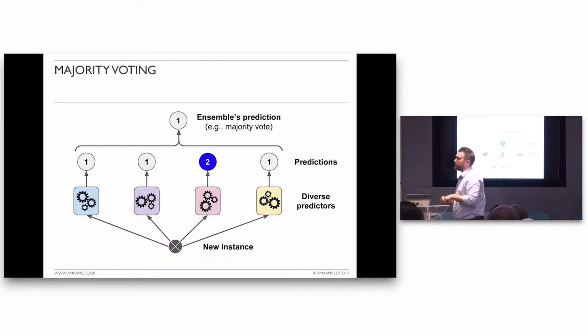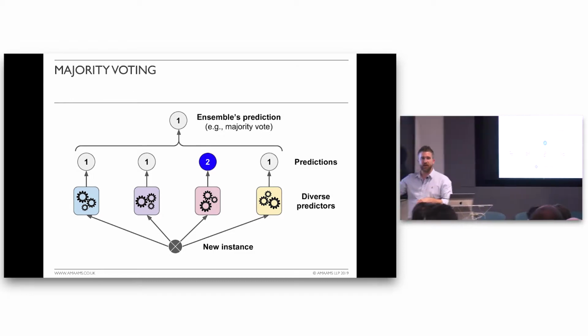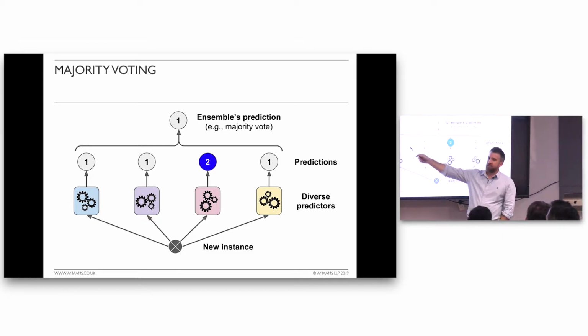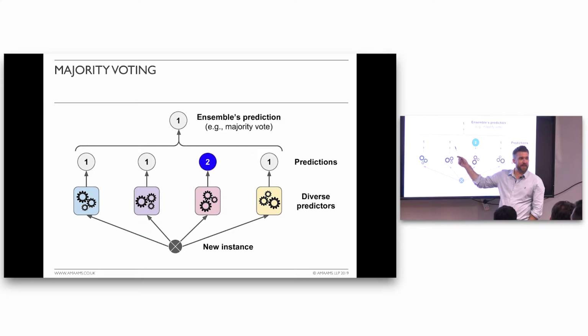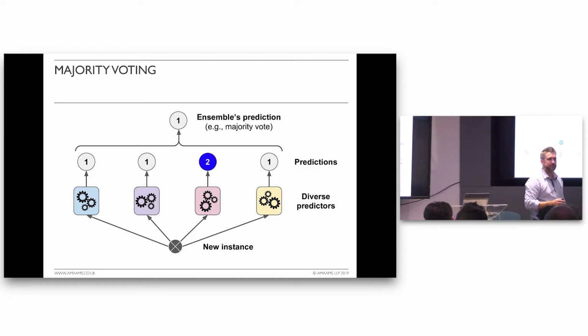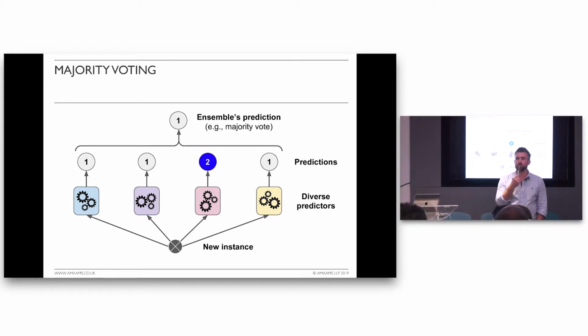So we take a whole load of different units, in this case predictors, right? And we could say, well, look, if 3 of them spit out the answer 1 and 1 of them spits out the answer 2, then perhaps we will go with the answer 1 as being the correct thing. What's good about that solution? Because you've got a majority.